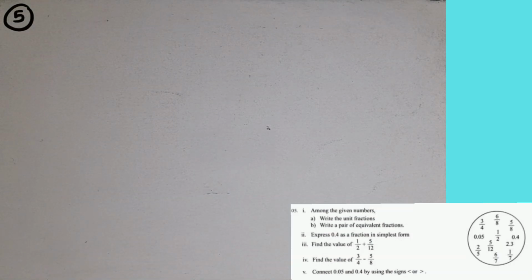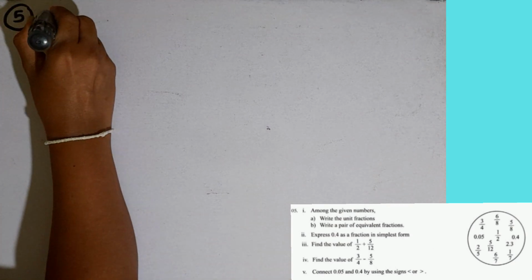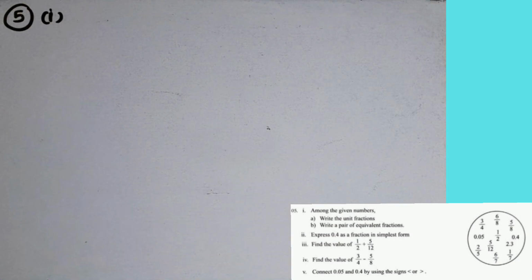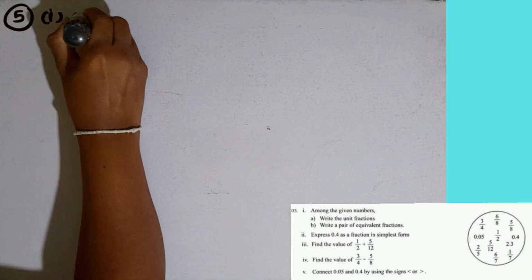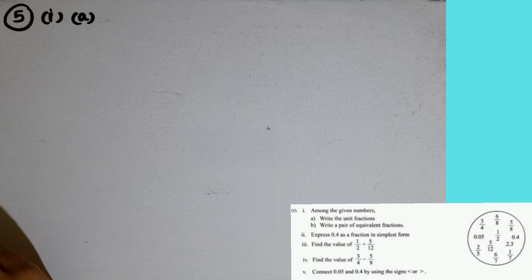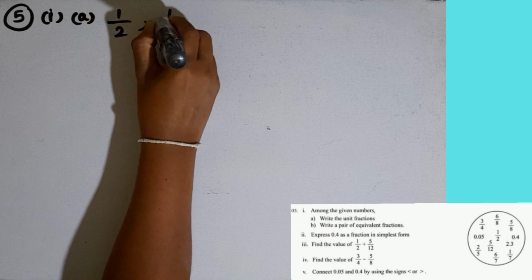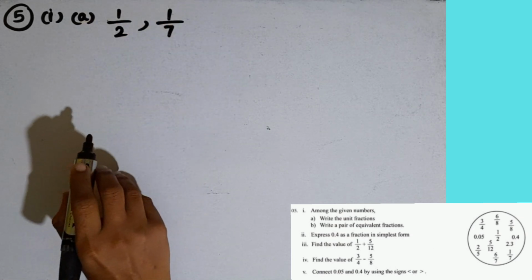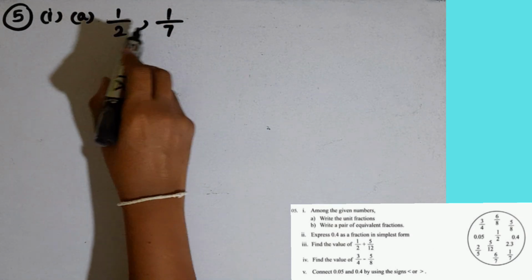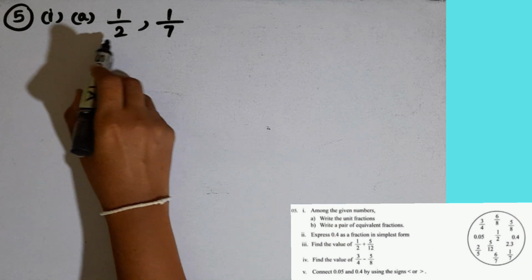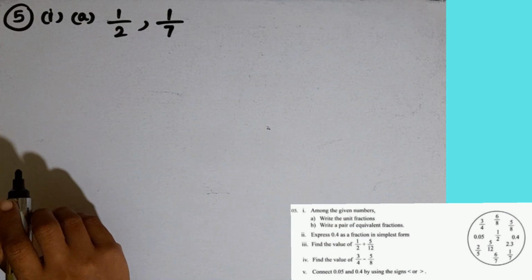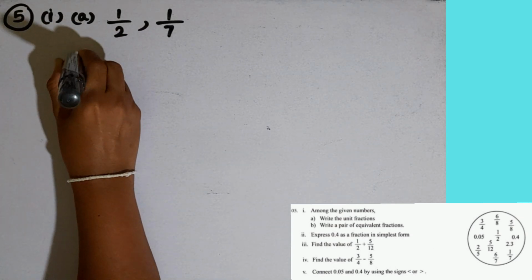Question number 5. First part. Among the given numbers, A part. Write the unit fractions. What are the unit fractions among them? 1 over 2 and 1 over 7. A unit fraction is a fraction with numerator equal to 1. Denominator can take any number. Then B part.